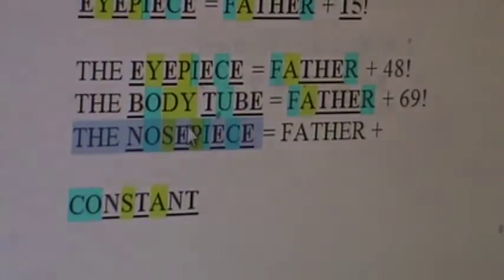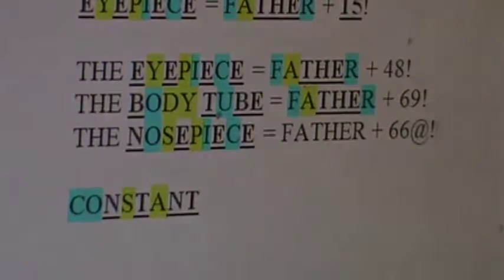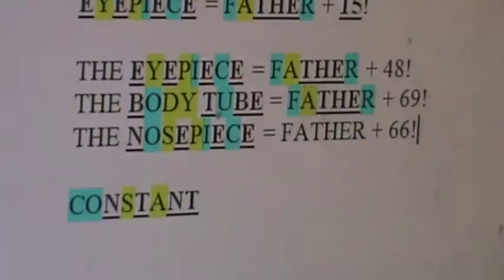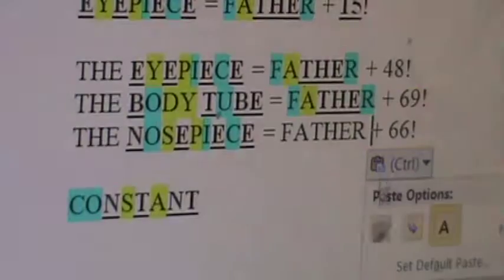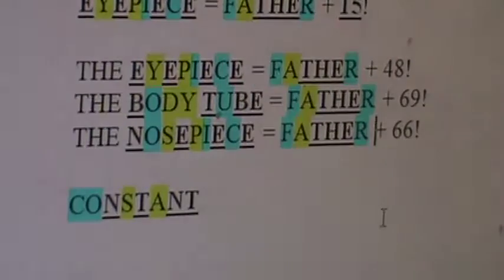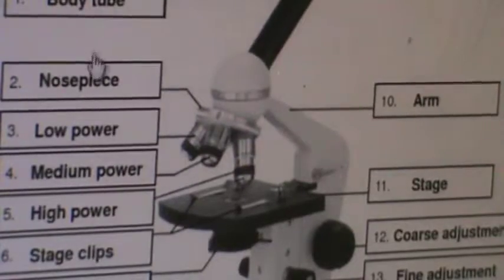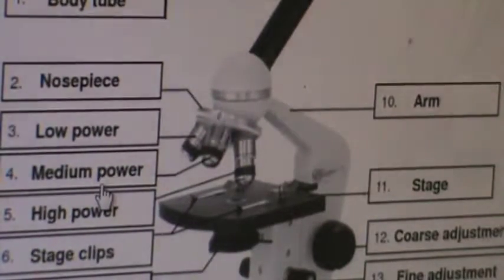So what does this come to? Oh my gosh, 24, it's plus 66. These are stunning threes. Three offsets for the Trinity, as I'm saying. Okay, let's keep going. So, wow, the Father is on top of everything on the microscope. So we saw the eyepiece, the body tube, the nose piece. Oh, yeah, now you have the three different power levels. Well, Father gets high power.